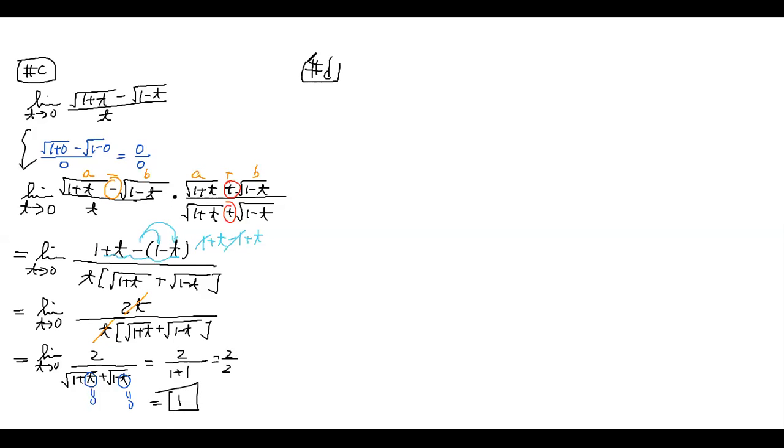As you see, all those problems are very similar and follow the same methods. So part D is a limit, t approaches 0, of 1 over t times the square root of 1 plus t, minus 1 over t. If you plug 0 in here, it will be 1 over 0 minus 1 over 0, so I don't know what this is.